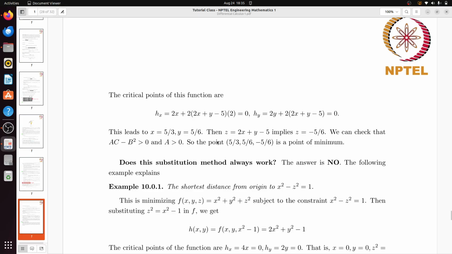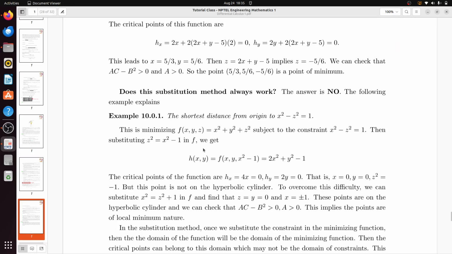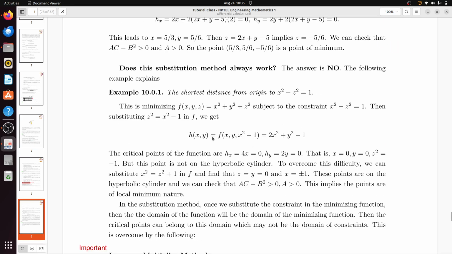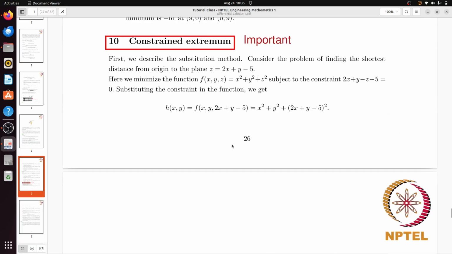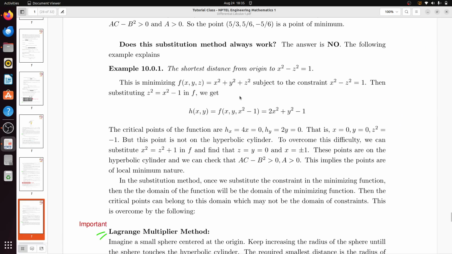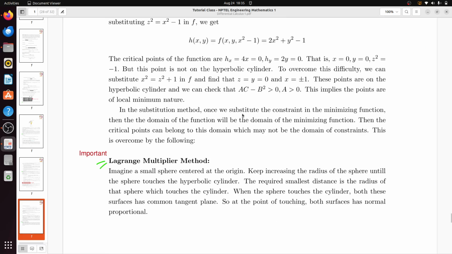Now this substitution does not always work. I have given here one counter example. I will not discuss it; I will upload the note, you can check it. For that purpose you need the Lagrange multiplier method. When you have a plane kind of surface, this method easily works, but for other kinds of problems it creates problems.